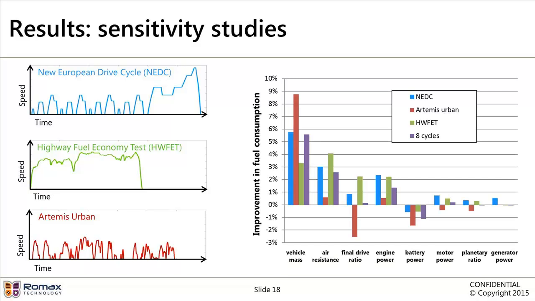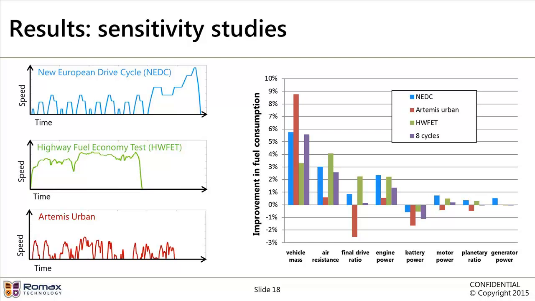So this graph shows how much improvement you get in fuel consumption over a drive cycle when the value of each of these parameters is reduced by 10%. And these different coloured bars represent the different drive cycles, and the purple one is a combination of 8 different cycles. So as you can see from the graph, different drive cycles have very different sensitivities, sometimes in opposite directions.